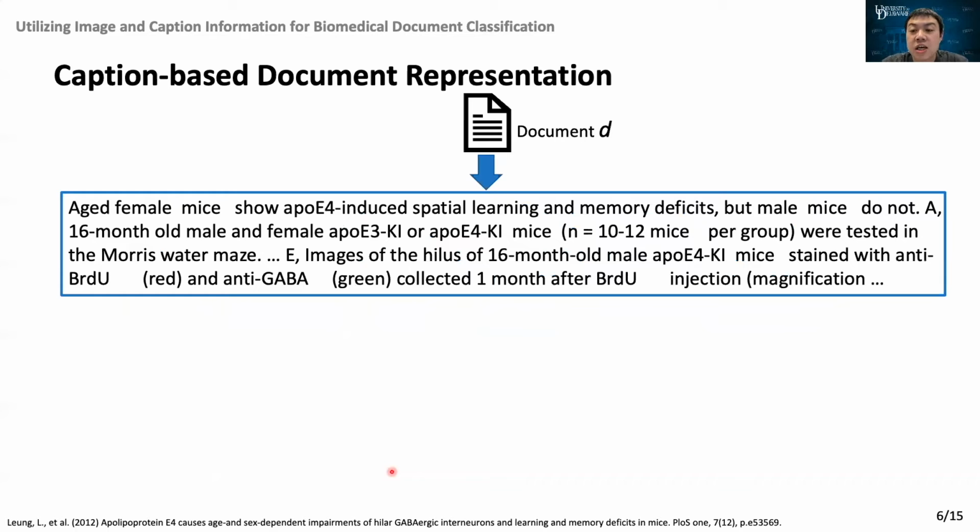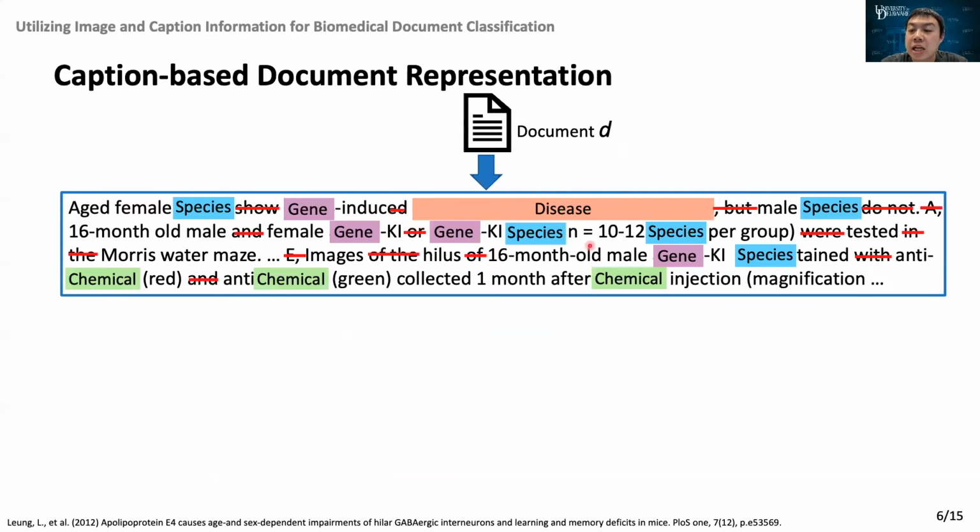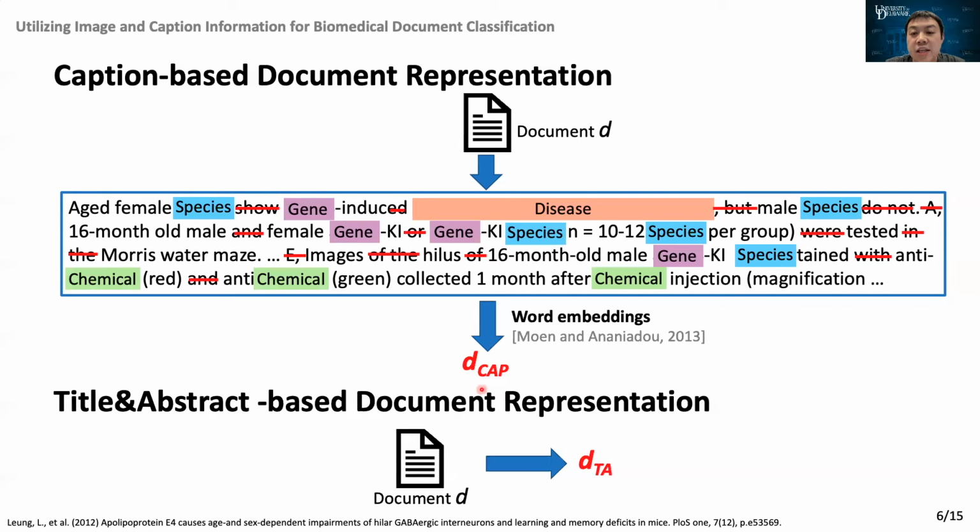For handling captions, we first concatenate all captions in document D into a single document. We then identify all biological concepts like gene and disease using PubTator, and apply stemming and stopword removal for pre-processing. To generate the caption-based document representation, D_CAP, we employ pre-trained word embeddings, which map words to vectors of fixed dimensions. For title and abstract, we employ similar procedures to generate the title and abstract-based document representation, D_TA.